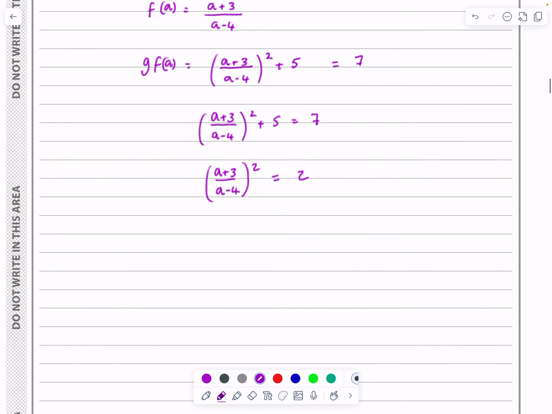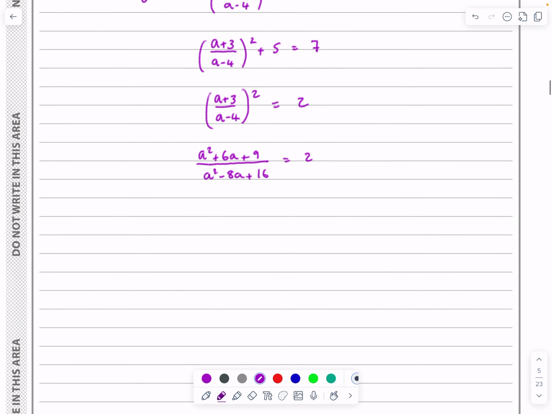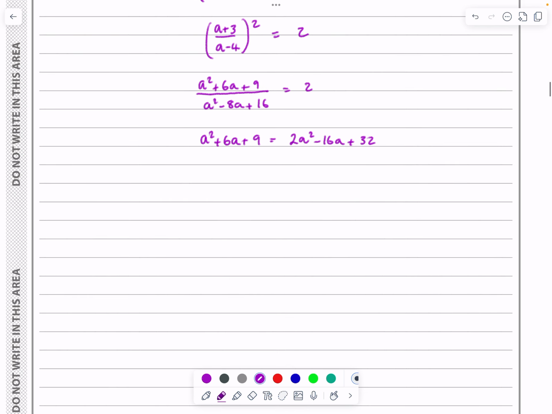Multiply out all that top part. So we're going to get a² + 6a + 9, and we're going to get a² - 8a + 16 equals 2. Multiply out and tidy it up, so a² + 6a + 9 is going to be equal to 2a² - 16a + 32 there. Well, that all tidies up to a² - 22a + 23 = 0.